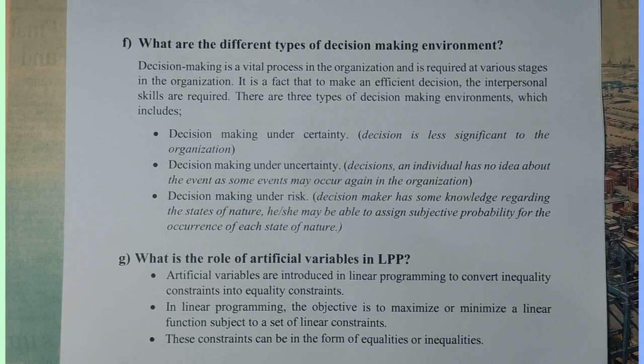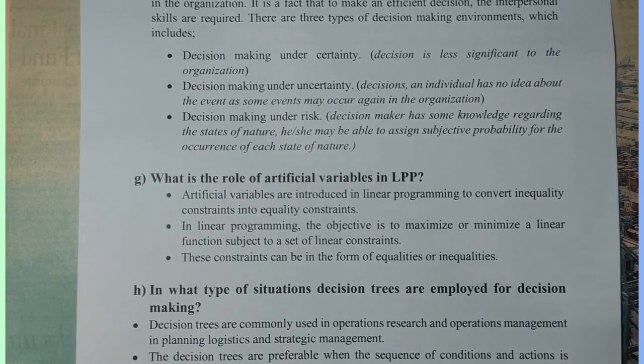The next is question number 1J. What is the role of artificial variables in linear programming problems? Artificial variables are introduced in a linear programming problem to convert inequality constraints into equality constraints. In linear programming, the objective is to maximize or minimize a linear function subject to a set of linear constraints. These constraints can be in the form of inequalities or equalities.